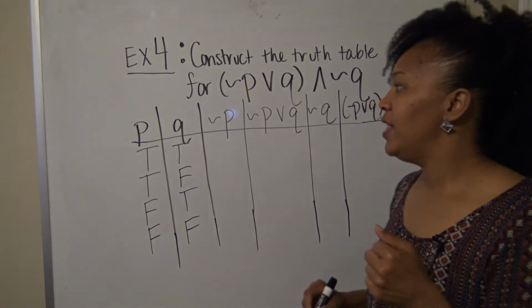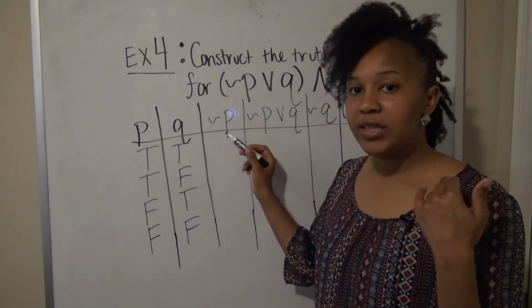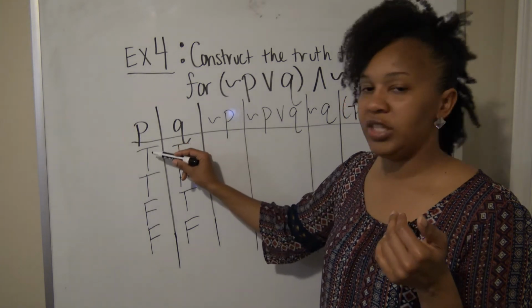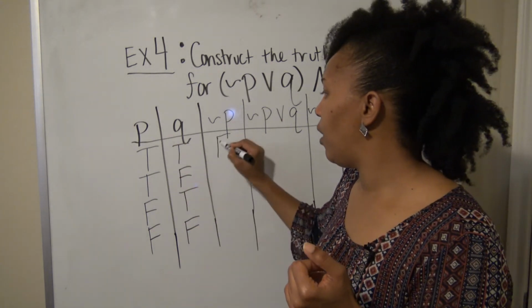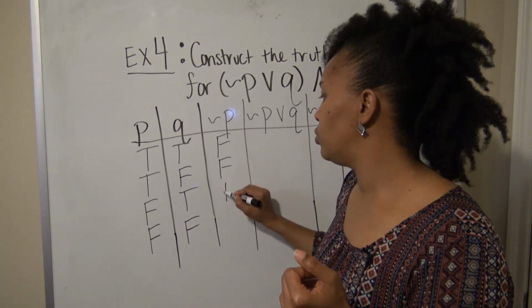Alrighty. And then the next thing we want to do is negate P. So that means we're going to change all the values of P. So true, true, false, false will become false, false, true, true.